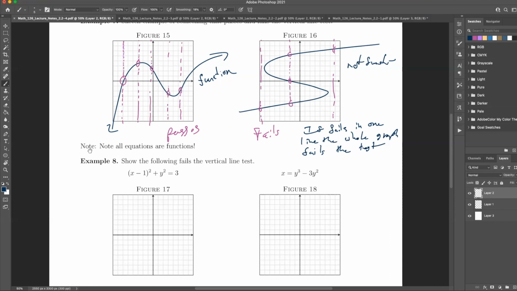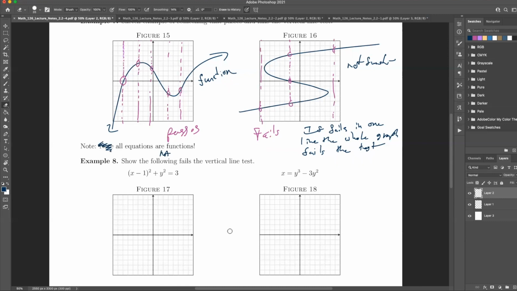Please note, I have a note. I don't need no note. I need note. Get rid of this. All equations are not functions. Wow. I wrote this one while I was asleep, apparently. No, all equations are not functions.